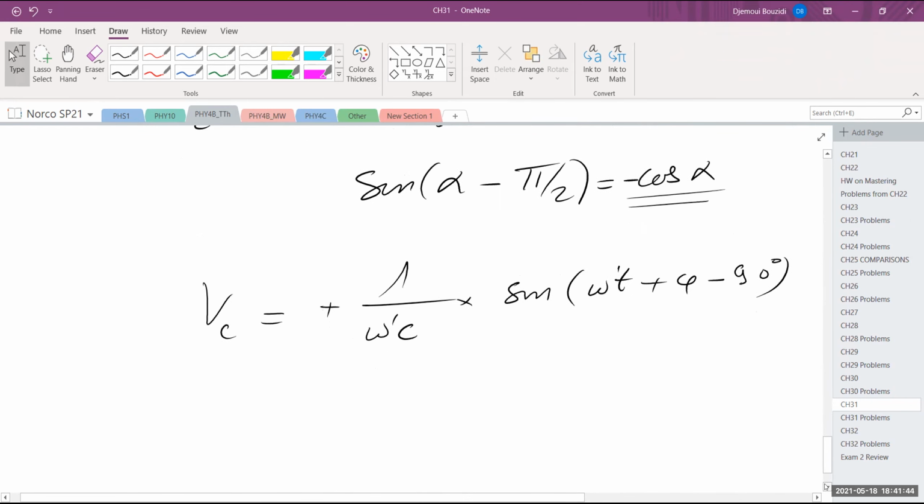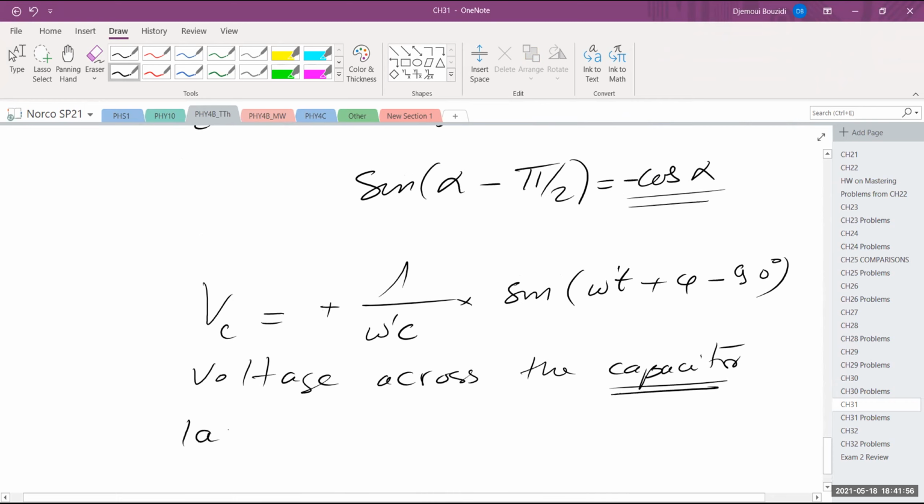So what I'm going to say now is the voltage across the capacitor lags by 90 degrees. Lags, it's behind basically, by 90 degrees compared to the current.